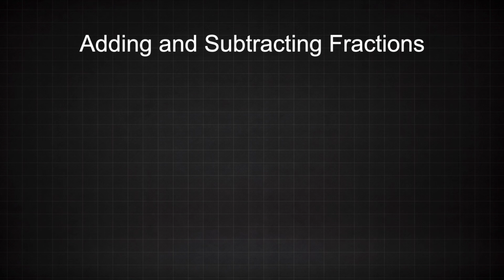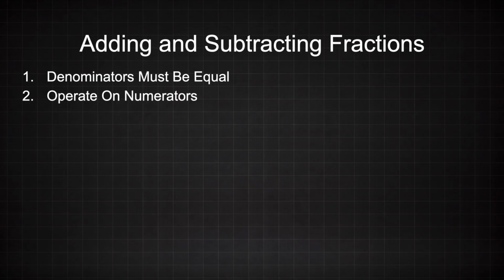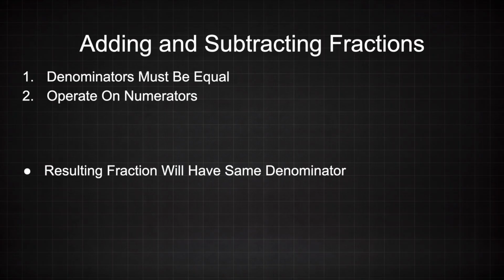Whenever you're about to add or subtract fractions, the first thing you need to check is whether or not they all have the same denominator. If they do, then you proceed to perform the operation only on the numerators. Your resulting fraction will have the same denominator as your other fractions. However, that doesn't necessarily mean you're done. Remember that if you can, you should simplify your fractions after completing your operations.